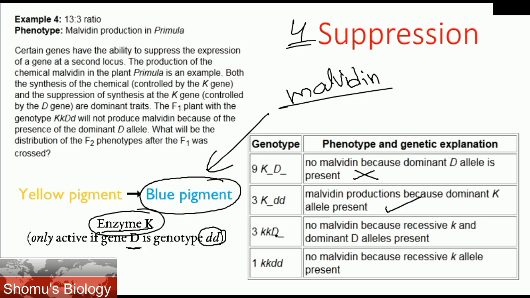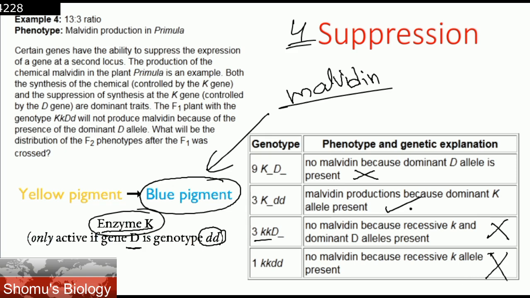Now capital D is there but small k, so again no malvidin. And there is no capital D but also no capital K. As there is no capital K, they will fail to produce the enzyme. Although there is no suppression, still, as there is no capital K, they will fail to produce the enzyme. So again, no malvidin.